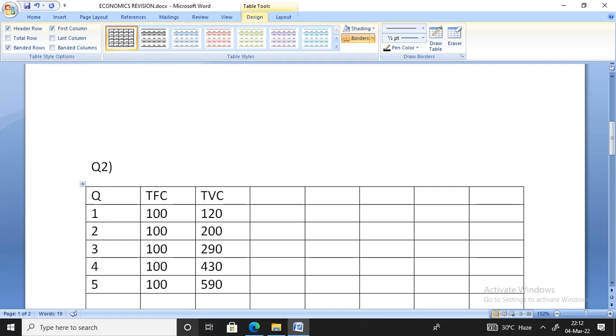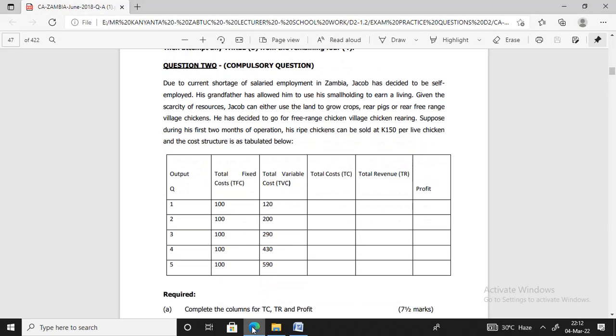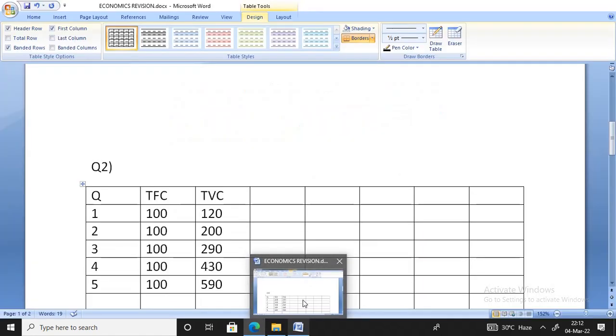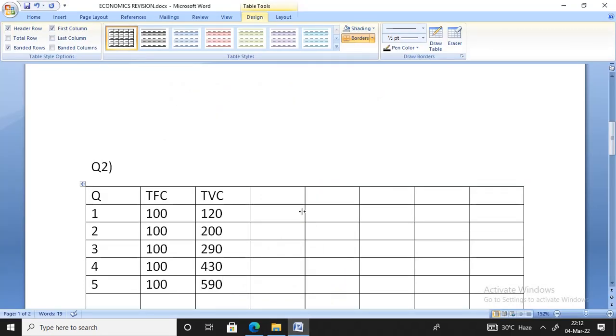Let me just show you that these figures are all coming from the question. Okay, so that's the question that we have: 120, 200, 290, 430, and 590. Then we are asked to calculate the total cost, the total revenue, and the profits.